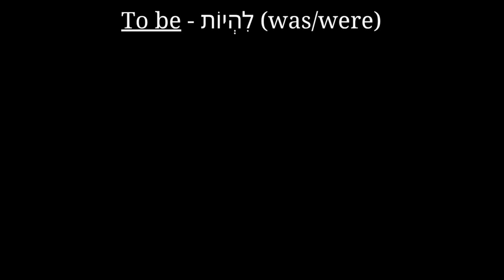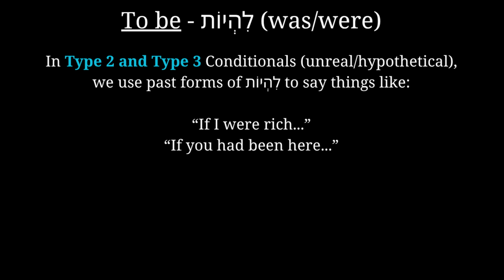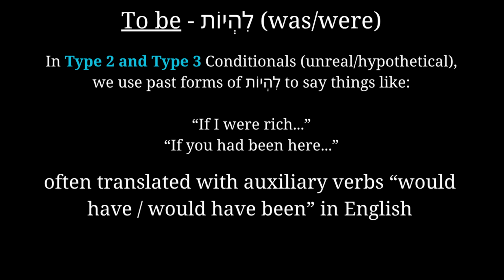The infinitive of to be is "lehiyot", and the Hebrew verb can express was and were in the past. In conditionals type 2 and 3, we use past conjugations of "lehiyot" to say things like, if I were rich, if you had been there, etc. Such phrases are often translated with auxiliary verbs, would have been, in English, which Hebrew grammatically doesn't have, but the meaning is still there.